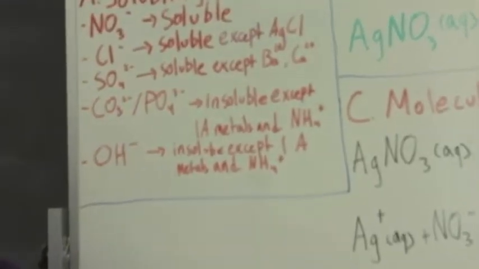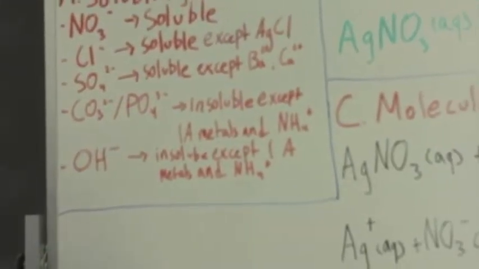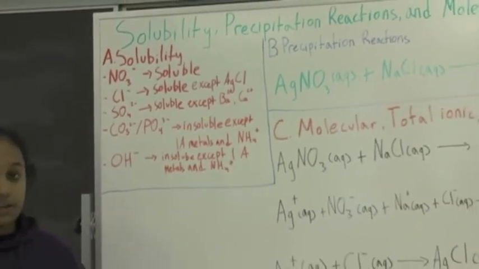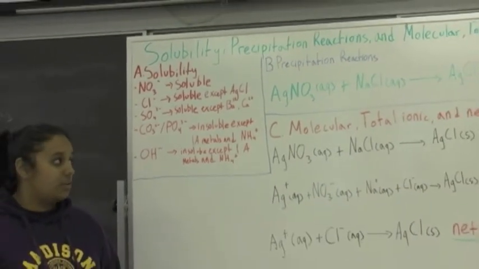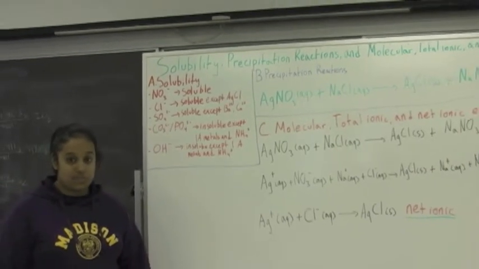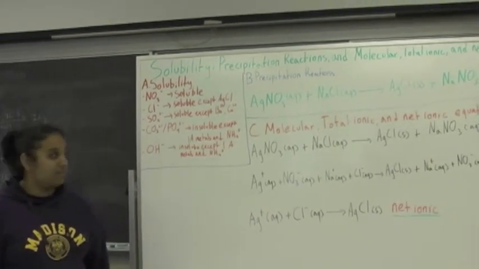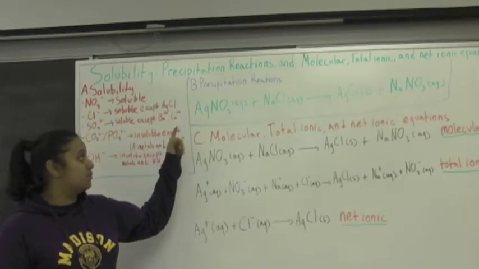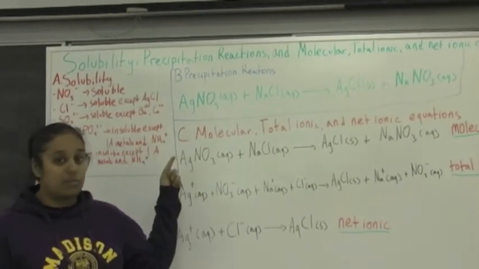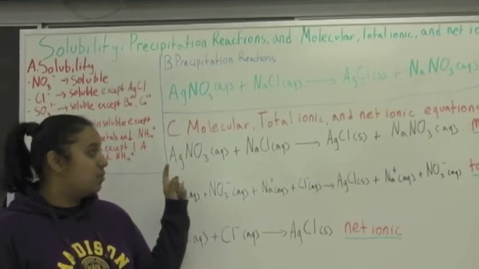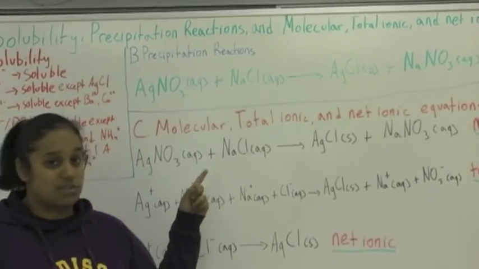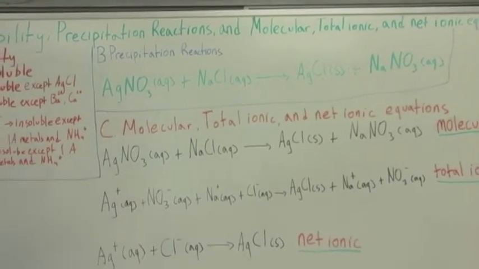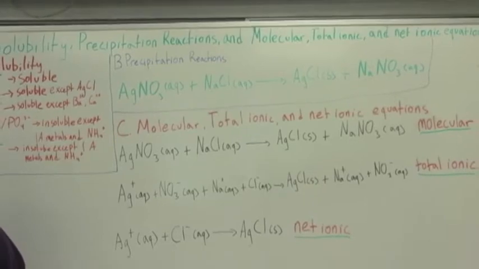So with precipitation reactions, you start off with two aqueous solutions, and when you react the two aqueous solutions together, you form a solid, which is your precipitate, and another aqueous solution. So as you can see right here, we're starting off with silver nitrate, which is aqueous, plus sodium chloride, which is also aqueous, which forms silver chloride, which is solid, and sodium nitrate, which is also aqueous. In this reaction, silver chloride is the precipitate.